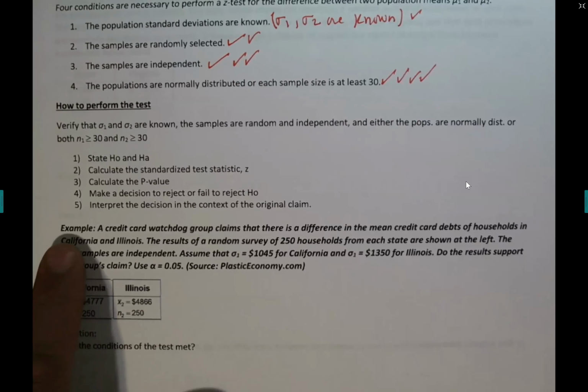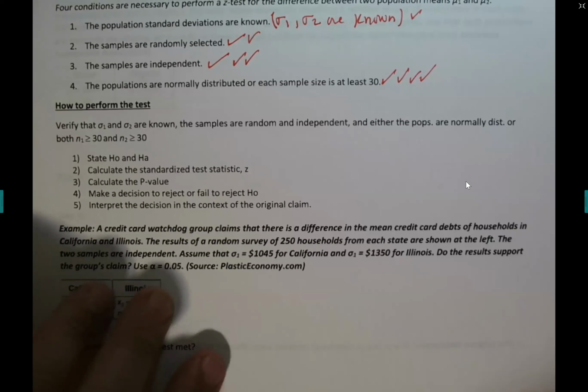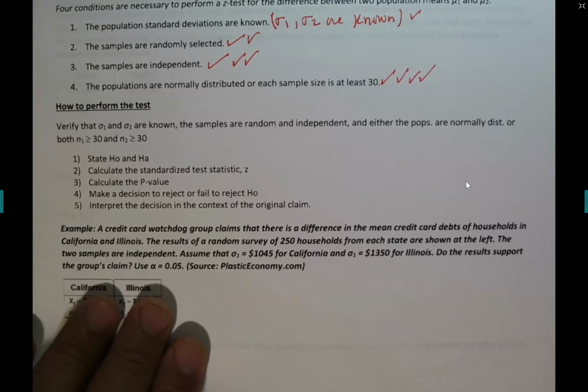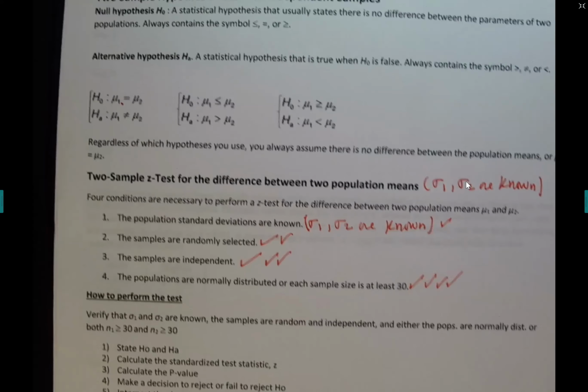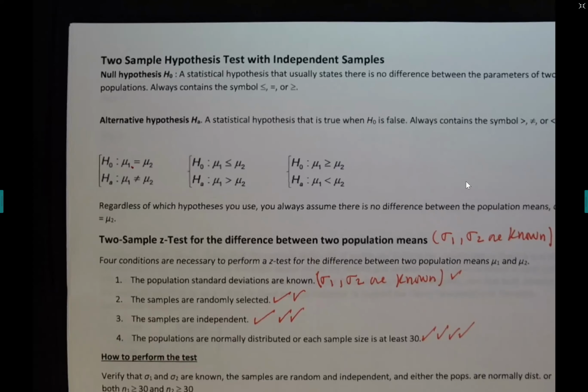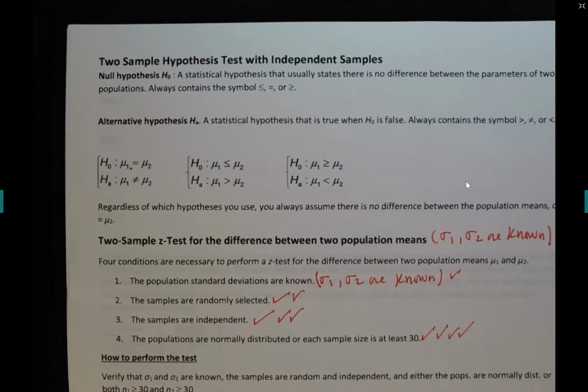That's the first example. A credit card watch group claims that there is a difference in the mean credit card debts of households in California and Illinois. Can you guys tell me what would be the null and the alternative hypothesis? So California, it's going to be the first mean, and Illinois, it's going to be the second mean. And they claim that there is a difference. So which one of the hypotheses, guys, are we going to consider for our problem?